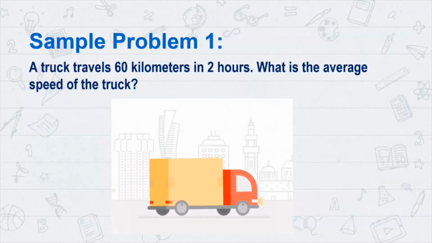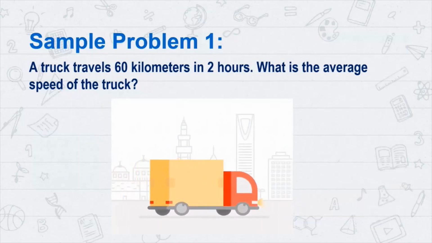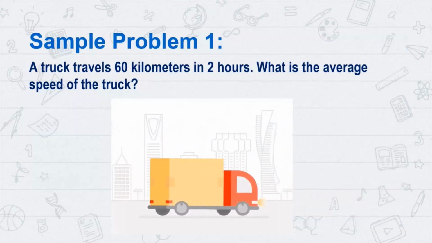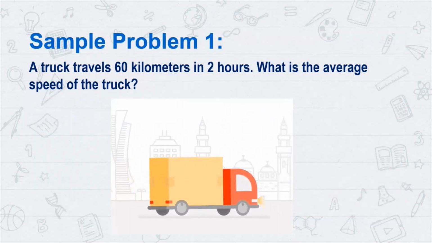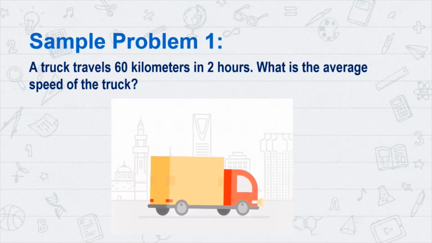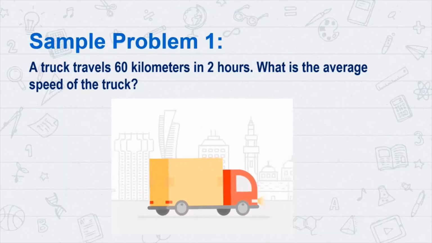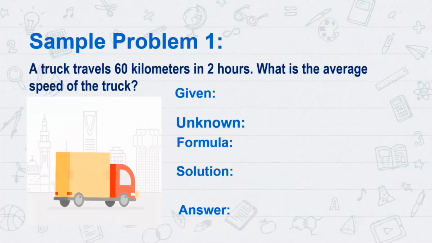Sample problem number 1. A truck travels 60 kilometers in 2 hours. What is the average speed of the truck? To solve this problem systematically, let us identify the GUFSA: Given, unknown, formula, solution, and answer.